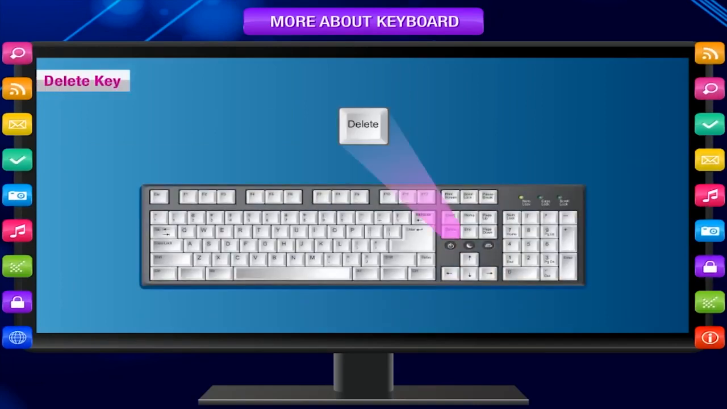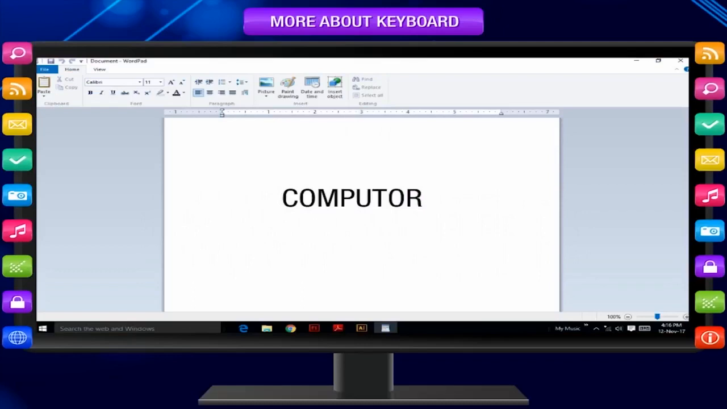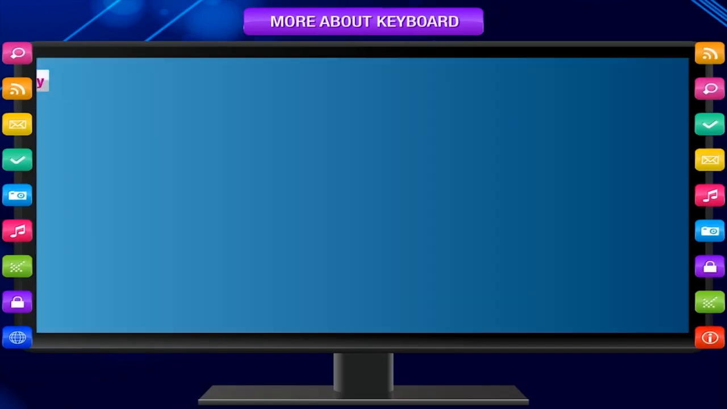Delete key. Pressing this key erases any typed text on the right side of the cursor. For example, if you type COMPUTOR instead of COMPUTER, you need to correct the spelling. Take the cursor just before O and press the delete key to erase O and then type E in its place. You can correct the typing mistake.